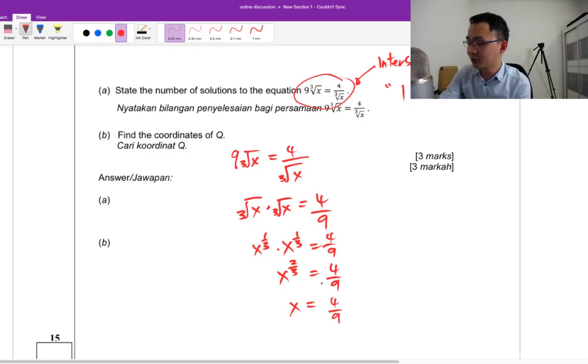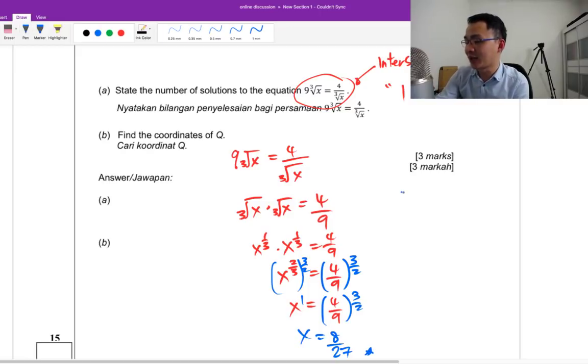Then x is basically equal to 4 over 9 raised to something. If you have the power 2 over 3, what you need to do is multiply by 3 over 2 for both sides. Then you will get x power 1, and here will be power 3 over 2. You power 3 over 2, so 2 becomes 8 and 3 becomes 27. You will get 8 over 27 for x.